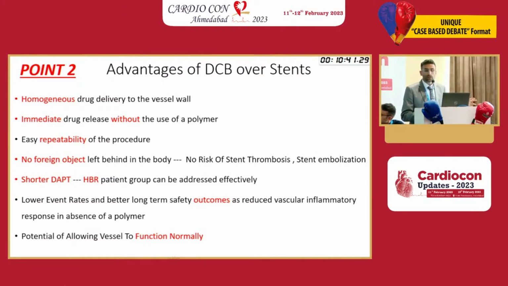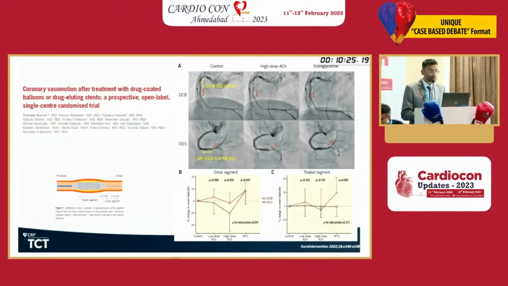So for such a high bleeding risk patient, you will need a shorter DAPT, and then a DCB will be a better option. So lower event rates, better long-term safety outcomes, and a reduced vascular inflammatory response will be there with a DEB, because of the absence of any polymer and the potential for allowing the vessel to function normally. Now this last point has even been studied.